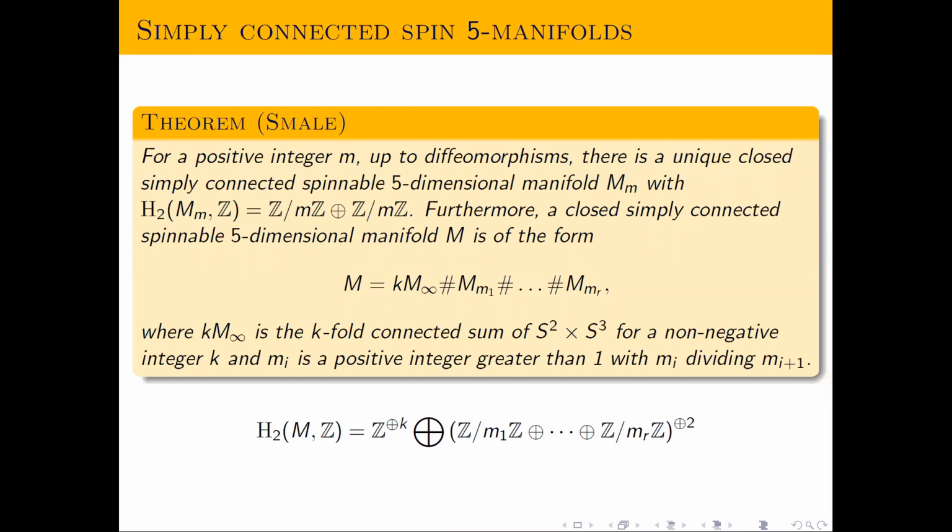Here M infinity means S2, the 2-dimensional sphere, times the 3-dimensional sphere. And this is the connected sum. And it's like this, by the fundamental theorem of finitely generated abelian groups. So it's exactly the same as that, right?